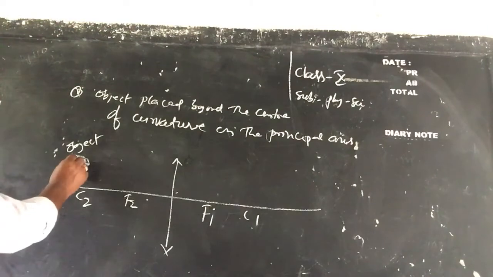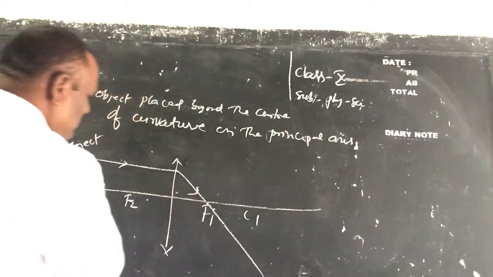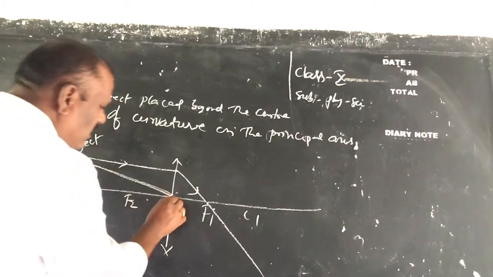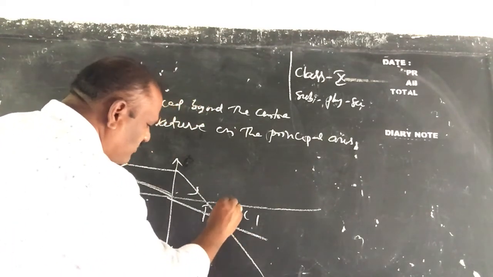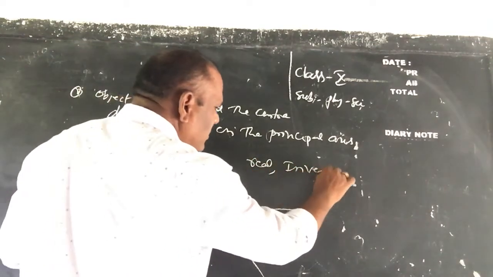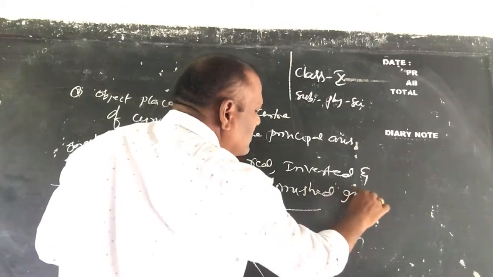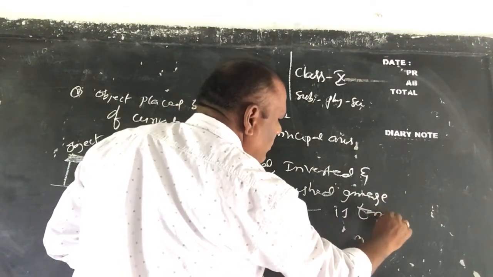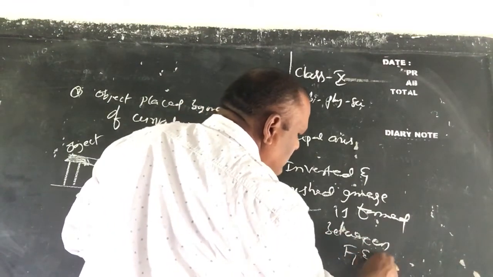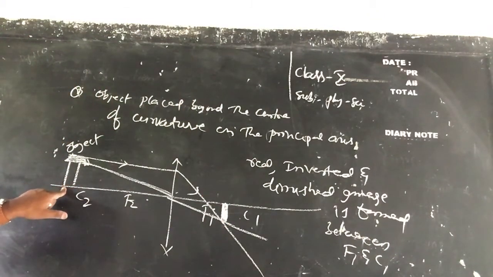So children, first ray diagram: it passes through the focus. Now the second ray: it passes through the optic center. Now children, observe here. Now the image is formed. A real, inverted and diminished image is formed between F1 and C1 when the object is placed behind the center of curvature.